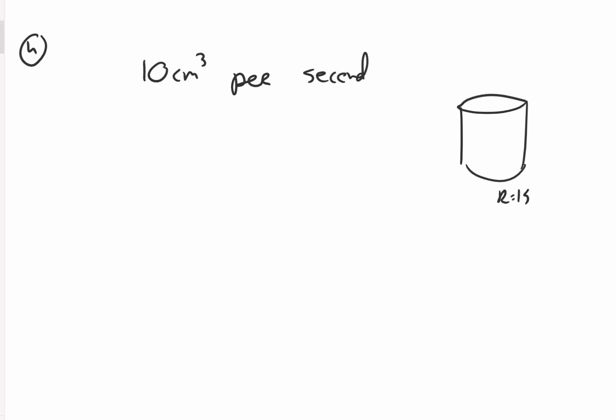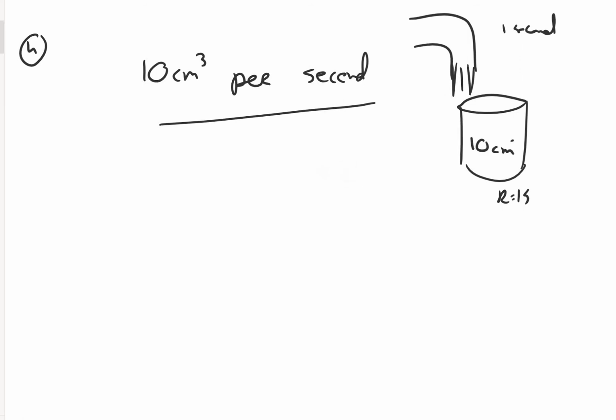Right, question 4. Water is flowing at a rate of 10 centimeters squared per second into a cylinder with diameter 30, so we'll say radius 15. Find the rate at which the water is rising in centimeters per second. Okay. This is quite an easy one. So in 1 second, it says 10 centimeters cubed per second, it's flowing. So that means if there was a tap here, flowing water in, and I turned it on for 1 second, how much water would be in here? Well, according to this, at this flow, 10 centimeters cubed.